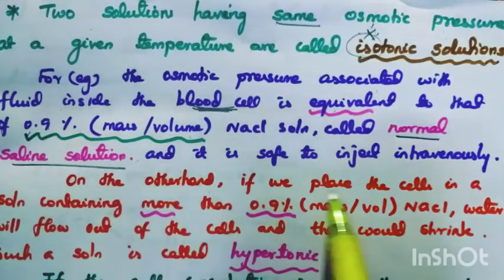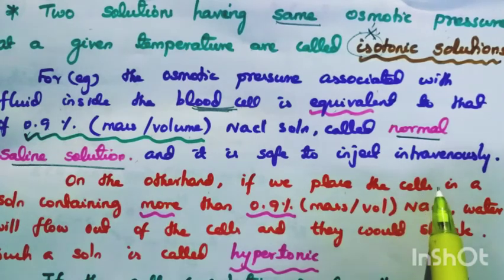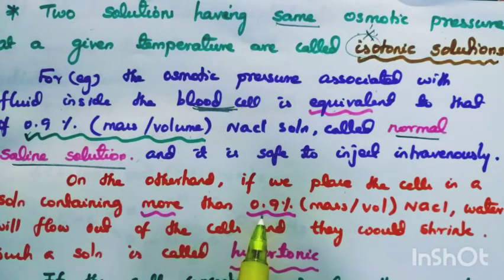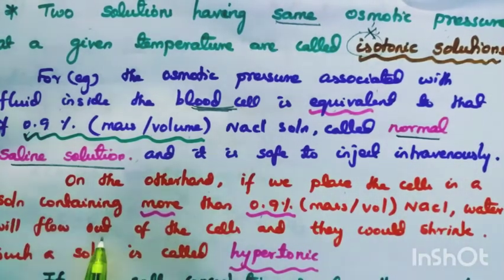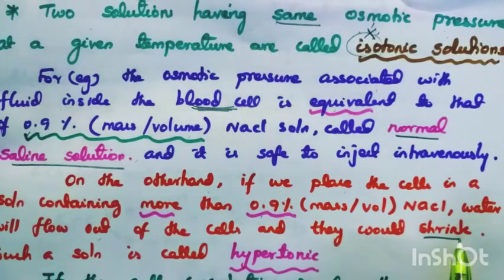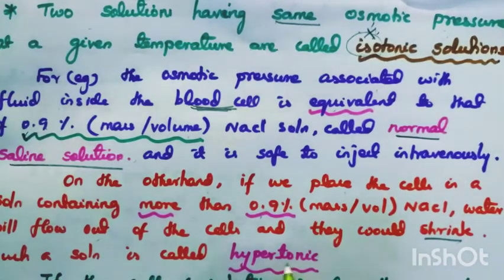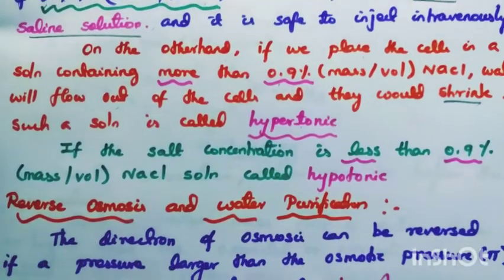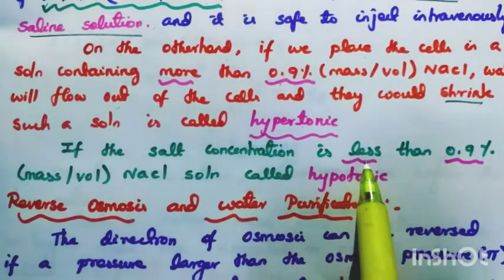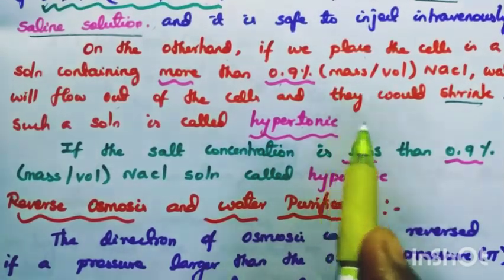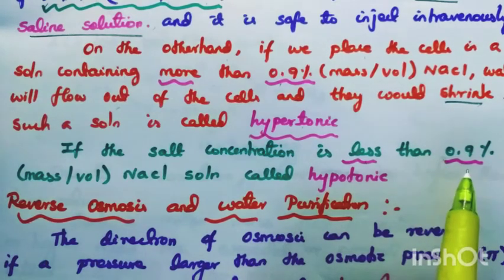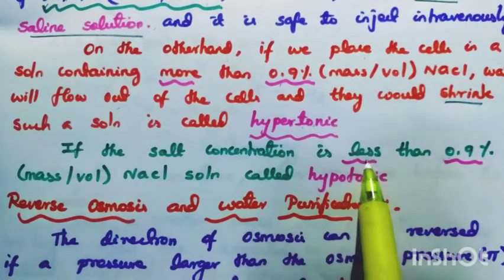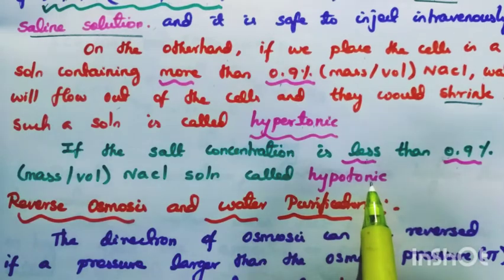On the other hand, if we place the cell in a solution containing more than 0.9%, then the water will flow out of the cell and the cell would shrink. That is called a hypertonic solution. If it is equal to 0.9%, it is isotonic. Greater than 0.9% means hypertonic. Less than 0.9% means hypotonic.